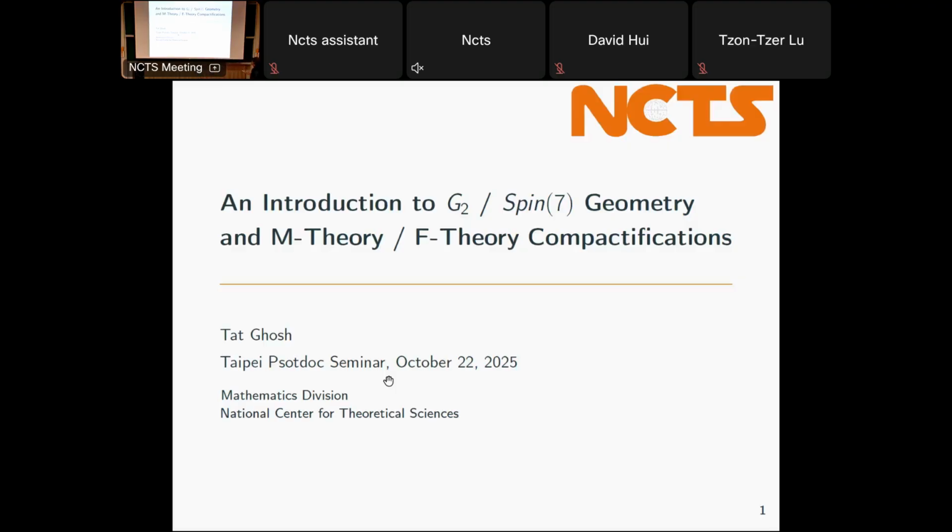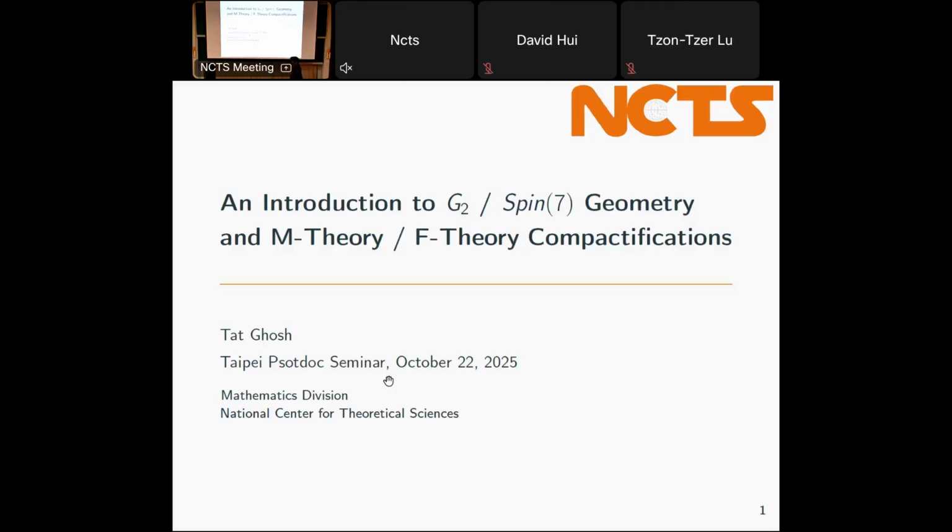And so I'm going to talk about G2 and Spin(7) geometry and some applications in M theory / F theory compactification. So it will be a very elementary talk. There will be aspects of differential geometry, algebraic geometry, physics, but all of them are at a very elementary level. And so, you will see them on the slides, but do not expect some research level results. But it is kind of setting the ground for me to talk about what I'm gonna work on at NCTS in the next couple of years.